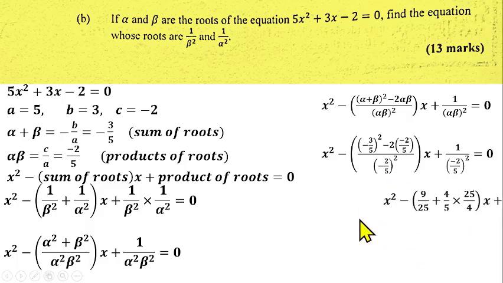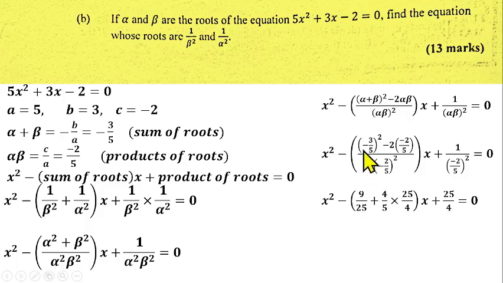Simplify further. So we have x squared minus open bracket. The square of this will give us 9 over 25. The minus times minus will give us a plus. 2 times 2 gives us 4 over 5 here. Then this will give us 4 over 25. Then this division can be changed to times, so if you invert this, that will give us 25 over 4, x plus this is minus 2 over 5 squared, that gives us 4 over 25 as well. So if you invert it as well, that gives us 25 over 4, equals 0.